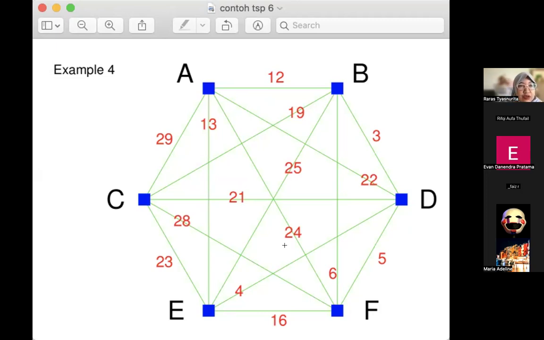And you can continue having this rule until it goes back again to A. So A to B because it's 12. And then from B, we already have 3 there. I think 3 is the least one. So from B to D, and then you continue until it visits all the cities or the customers. Go back to A. So you just have this one route, right?